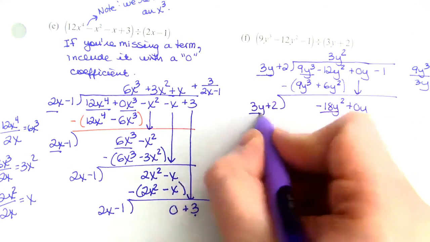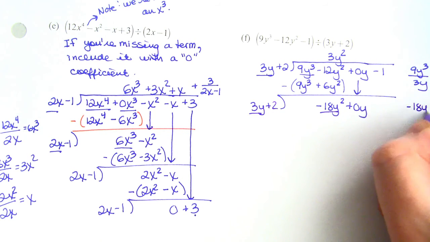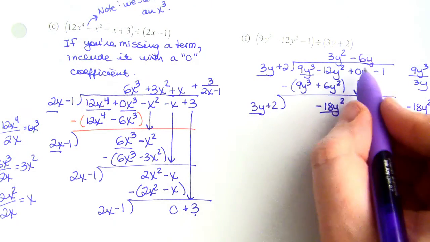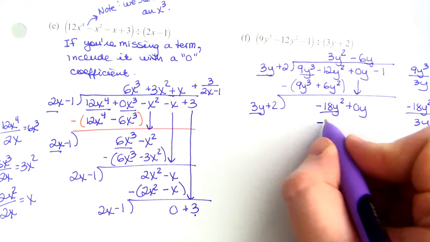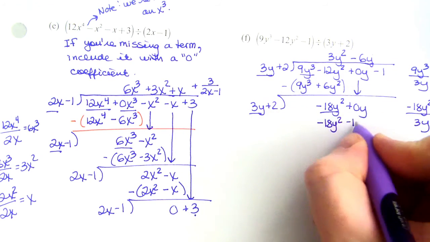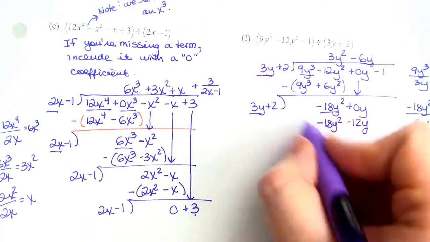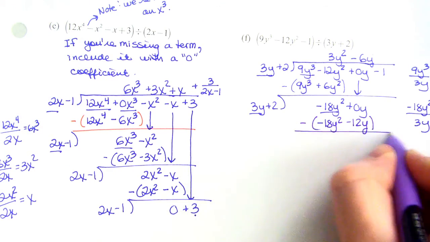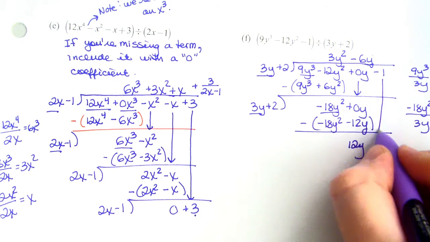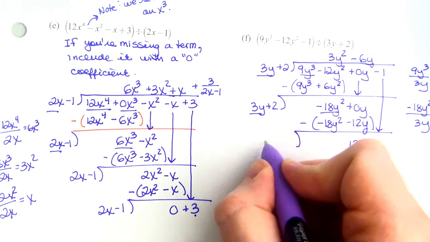Divide. Negative 18y squared divided by 3y gives me negative 6y. Multiply. Negative 6y times 3y is negative 18y squared. Negative 6y times 2 is negative 12y. Parentheses, and we're going to subtract. Gone. 12y. Bring down the minus 1.